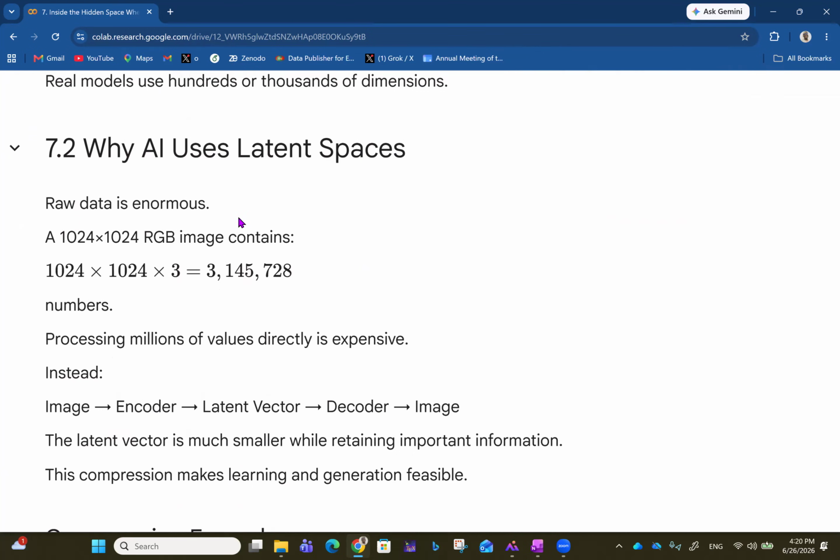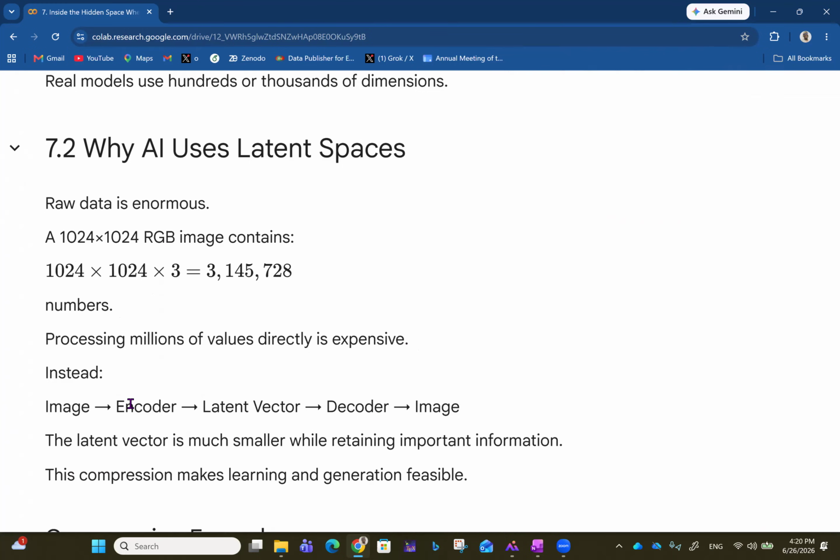So raw data can be enormous. For instance, a 1024 by 1024 RGB image contains 1024 by 1024 times 3, and that is equal to 3,145,728 numbers. Processing millions of values directly can be expensive. So instead, we have the image, we use an encoder, and we have a latent vector.